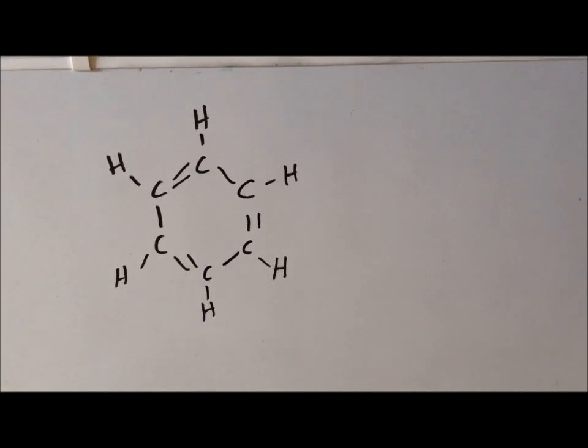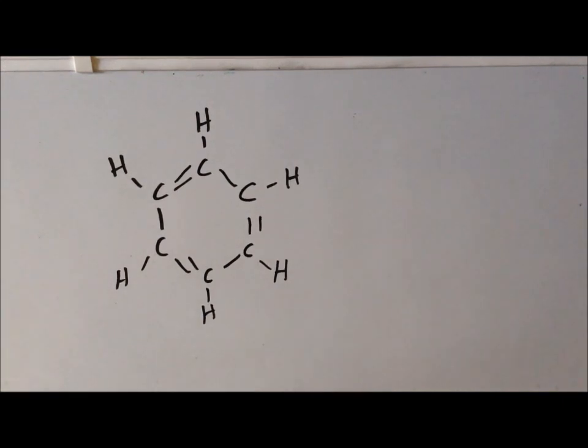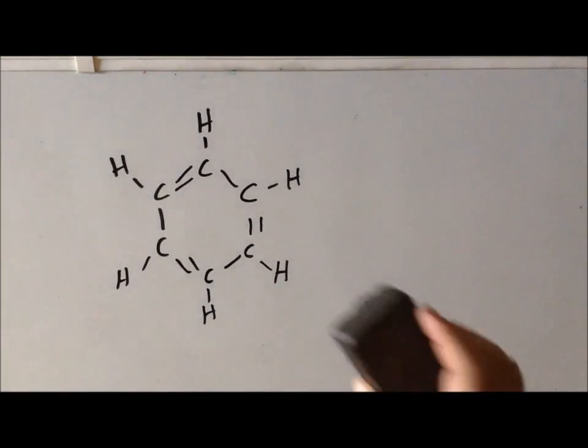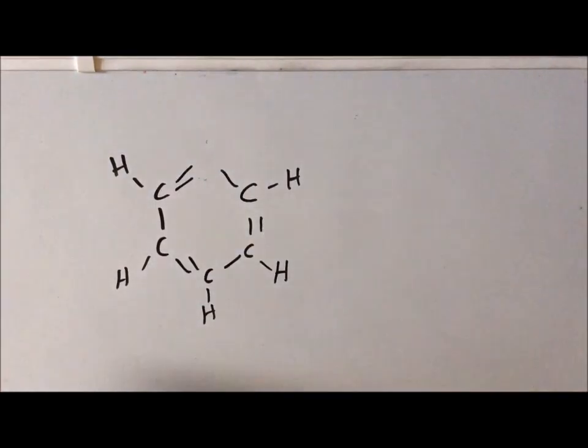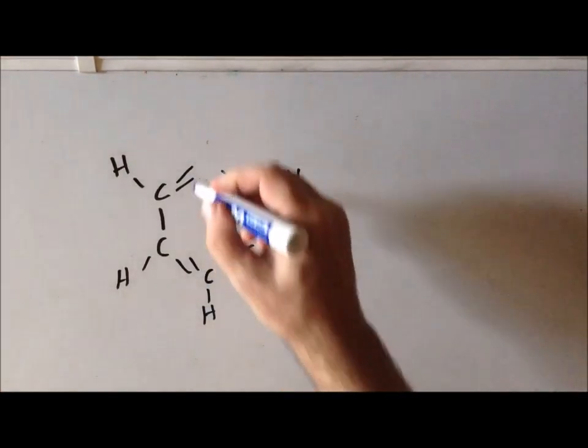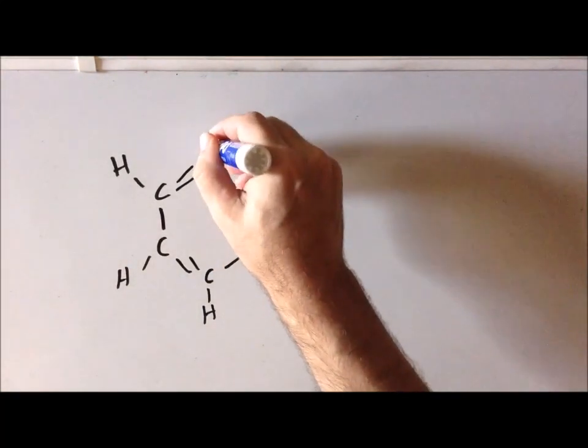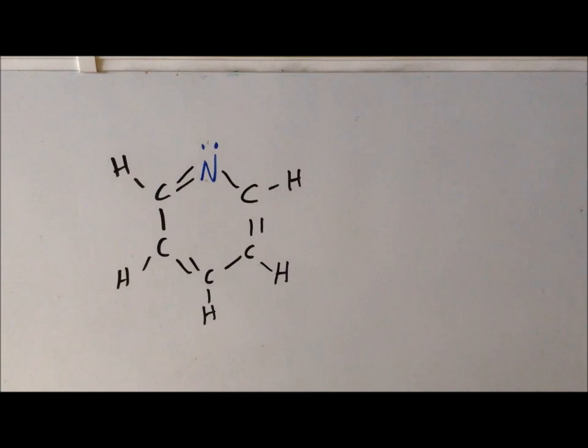Here again we have the more formal structure for benzene, showing all the atoms that constitute the molecule. If we were to take this structure and remove one of the carbons and its attached hydrogen and replace that with a nitrogen atom and its lone pair, we would end up with a new resonance stabilized aromatic compound called pyridine. Pyridine is of enormous importance in both organic chemistry and as a ligand in inorganic chemistry.